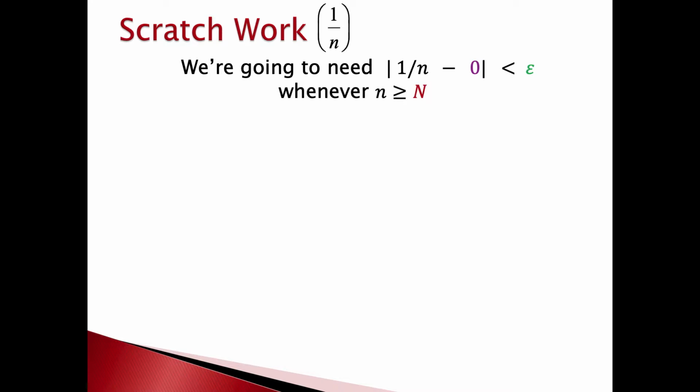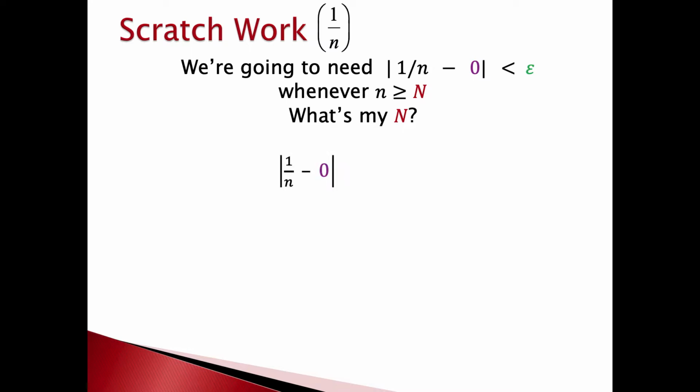Okay, what would the scratch work look like? What did I do in order to figure out how to do the proof that I showed you a second ago? Well, I knew that I was going to eventually need to get the absolute value of 1 over n minus 0 less than epsilon. And that would happen, of course, whenever little n was bigger than or equal to this magical capital N. But what is this capital N? That's the whole point, right? I've got to show that this capital N exists. I need it to be the right thing to make the implication true.